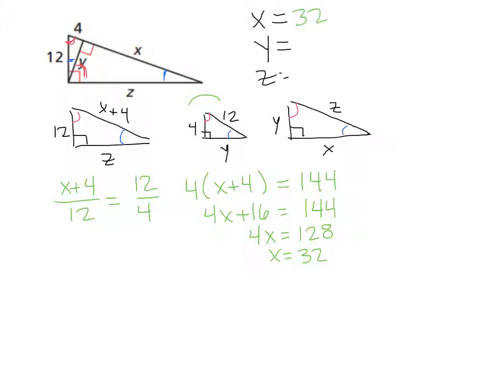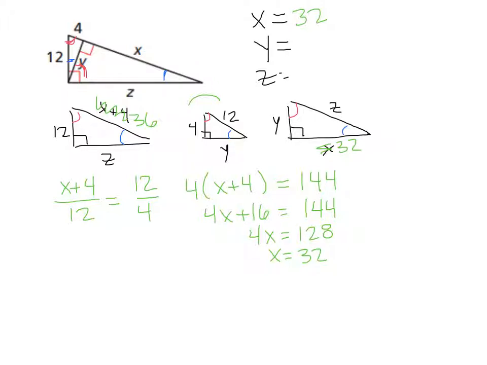Now to help me out a little bit, I'm going to go into all my triangles, and I'm going to replace the x with a 32. 32 plus 4 is 36. So now this helps me a little bit. I can go ahead and solve for my other variables. It doesn't really matter which one you choose to do next. If we were to do, let's do z.